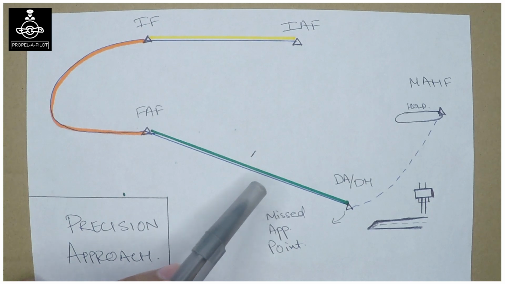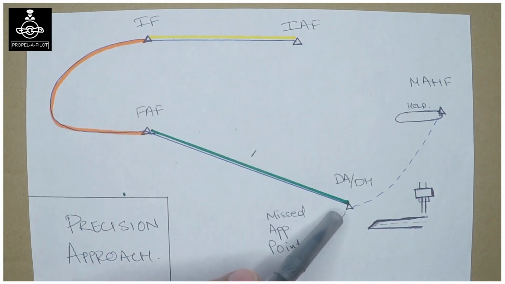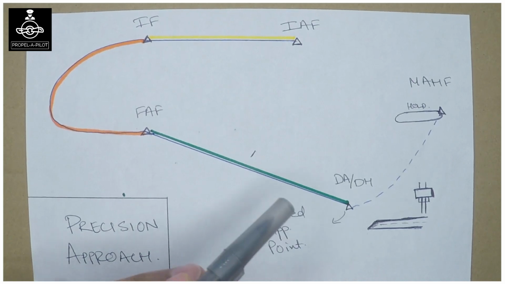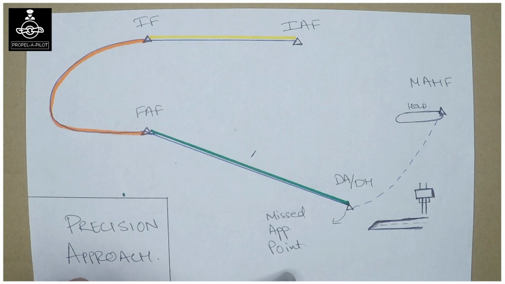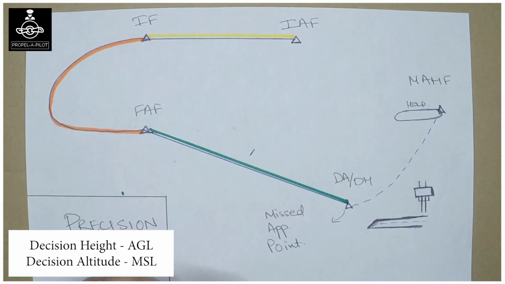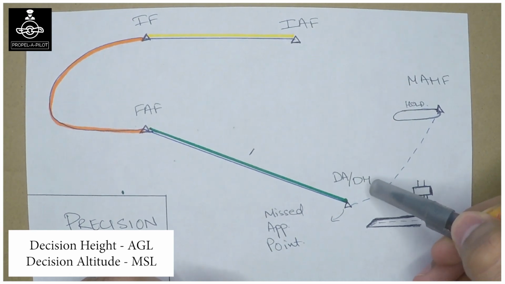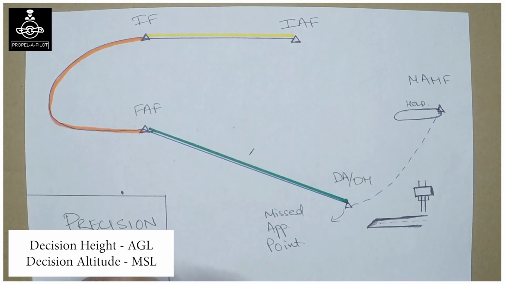As you descend towards your runway, there will be a minimum height at which you have to decide if you can continue or you have to go missed. This minimum height is called decision height. It's called decision altitude when represented in terms of feet MSL. Decision height is AGL, decision altitude is the same point in MSL.